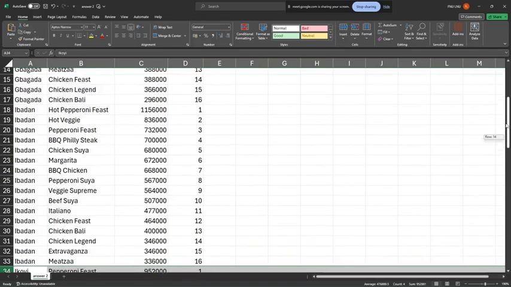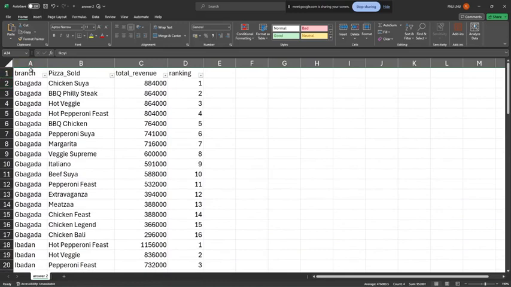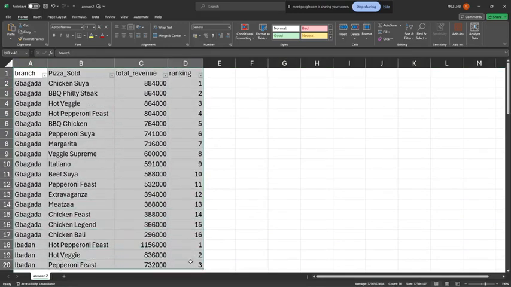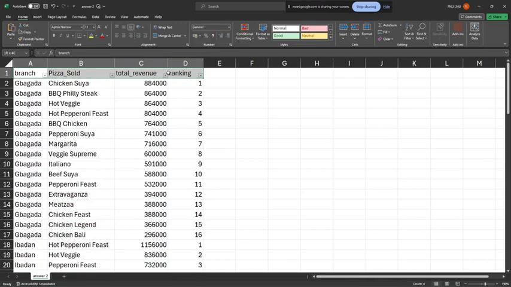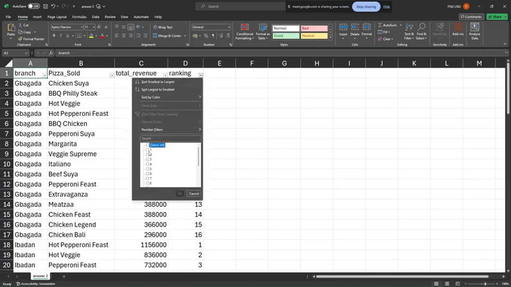Now what I will do, this table is what we have as our CTE. That's what they call pizza ranking in our SQL. So what they will now do is say, from this particular table, select the branch, the pizza sold, and the total revenue. Don't select the ranking. Where the ranking is one. How do I show where the ranking is one? I'll just come here and select one.